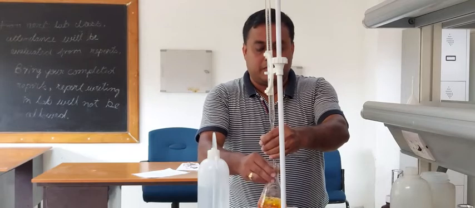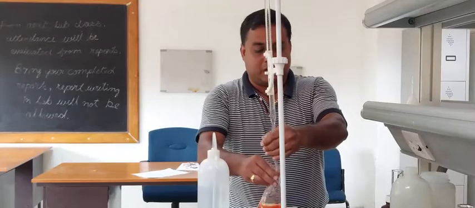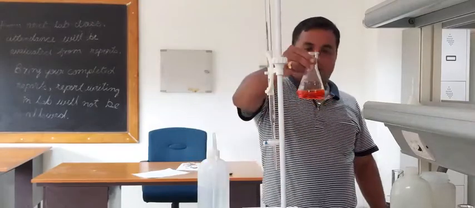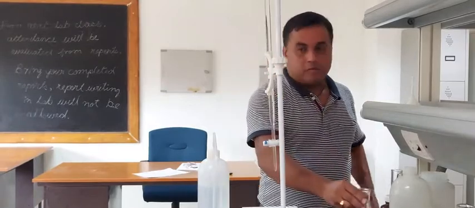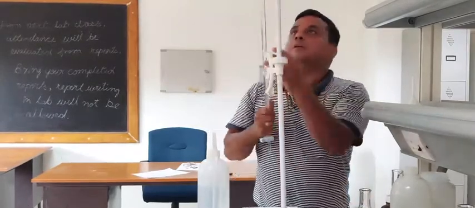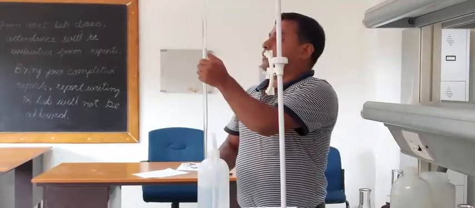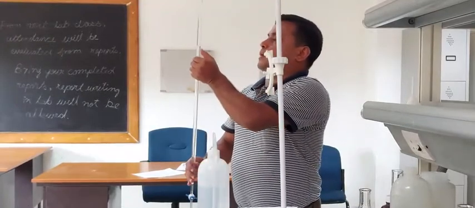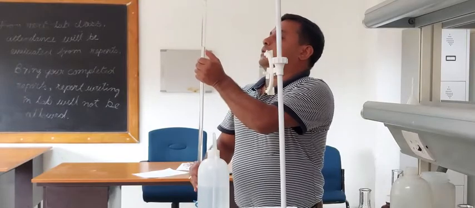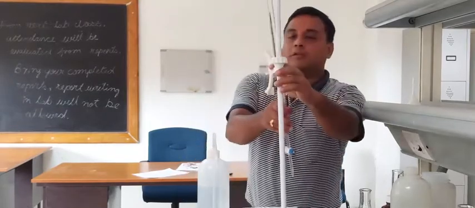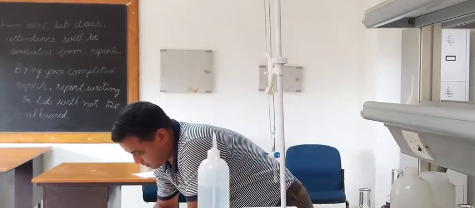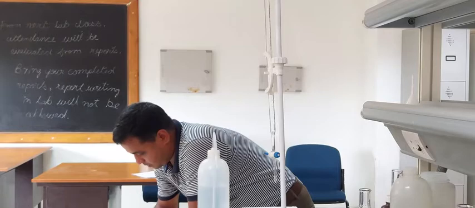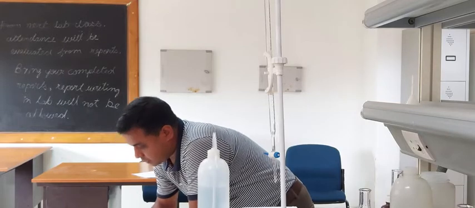The color is slowly changing. Now it is red, reddish color. From orange, it is no orange color now, it is reddish. So the final reading in the burette, I will say here, is 8.8. So what is the difference? 8.8 minus 4.1 is 4.7.